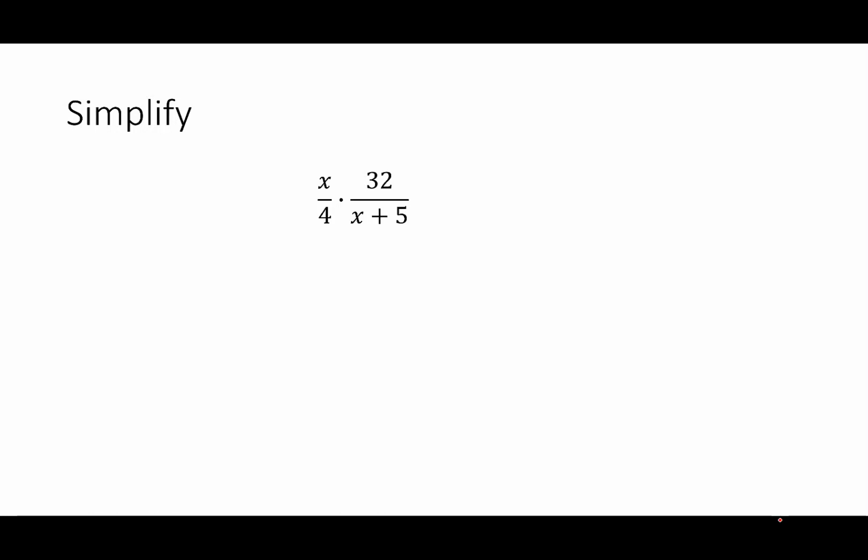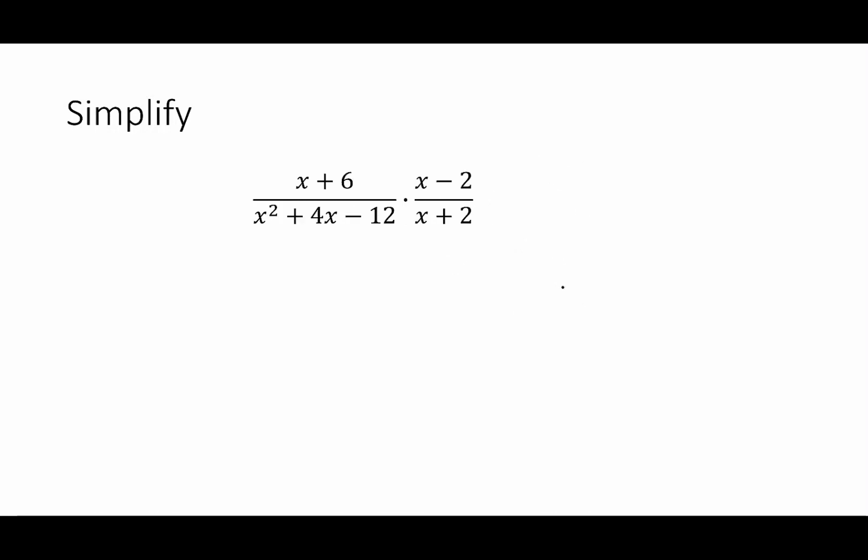We'll start with x over 4 times 32 over x plus 5. We can rewrite this as x over 4 times 32, which is 4 times 8, over x plus 5. So I factored the 32 to see the common factor of 4 that can be canceled. Now when I multiply x times 8, I get 8x over x plus 5.